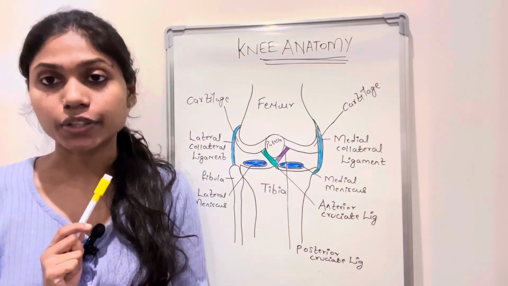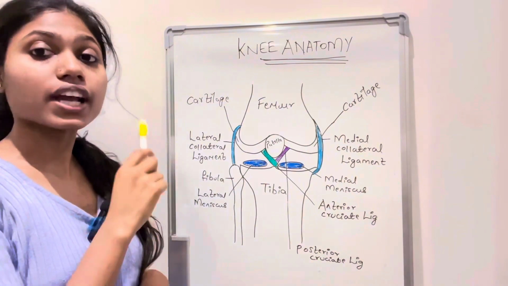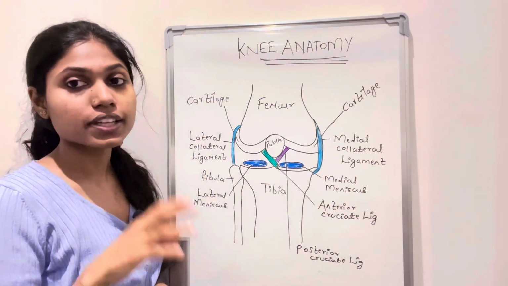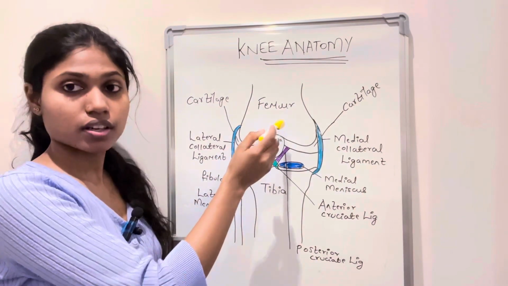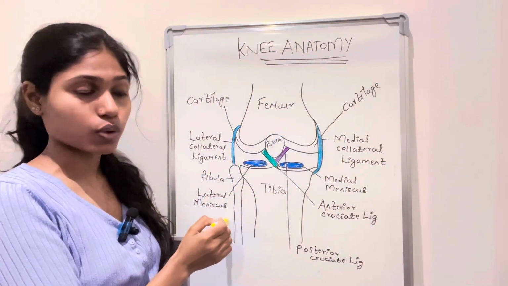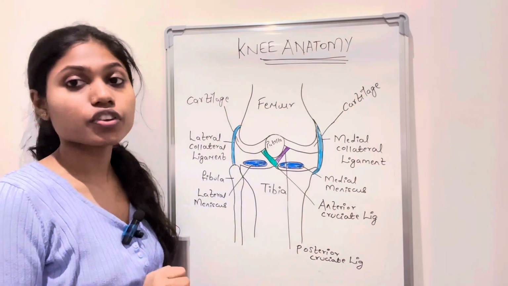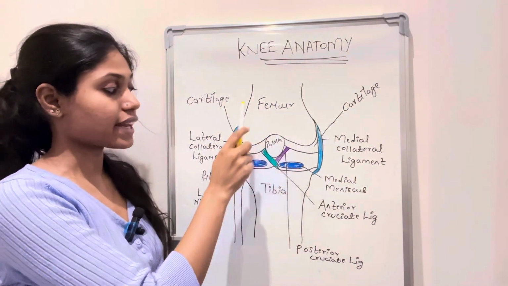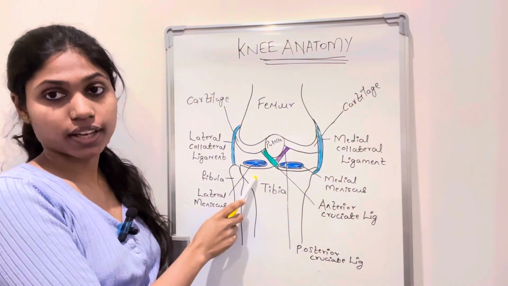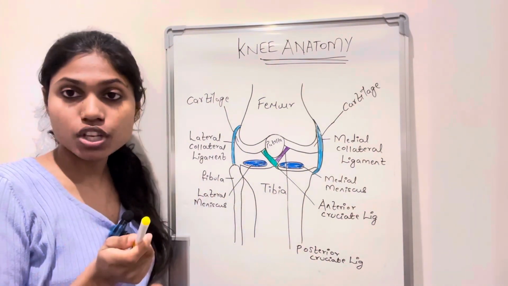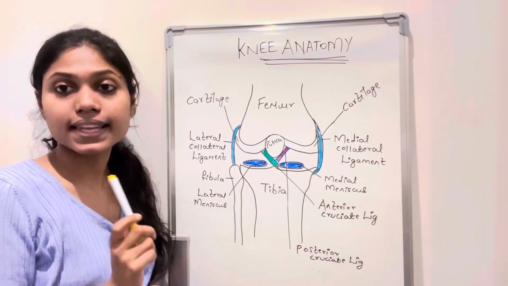Now let's look at the articulating surfaces. So for the articulating surfaces, you need to remember there are 4 bones which are involved in your knee joint: femur, your tibia, your fibula, and your patella. Now your femur has a medial and a lateral condyle, and your tibia also has a medial and a lateral condyle. Your tibia is a medial bone and your fibula is a lateral bone.